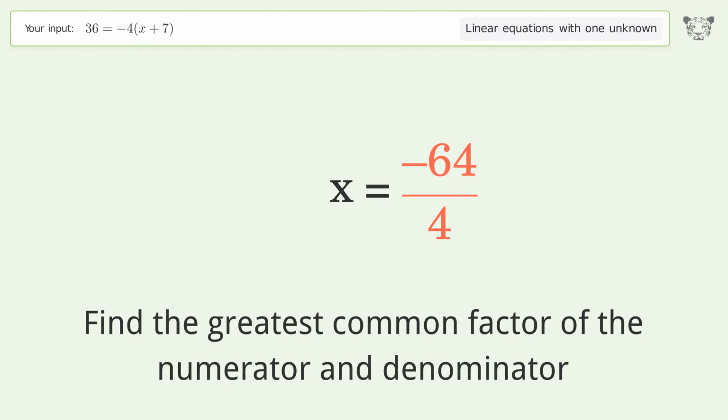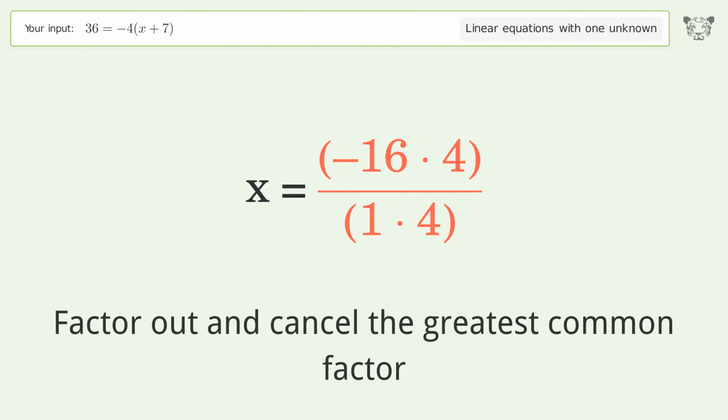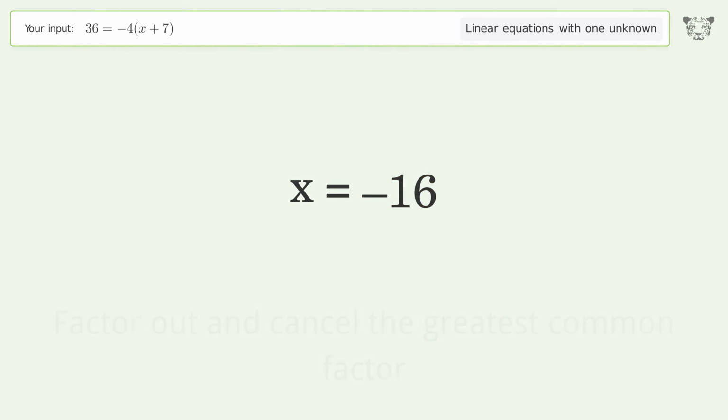Find the greatest common factor of the numerator and denominator. Factor out and cancel the greatest common factor. And so the final result is x equals -16.